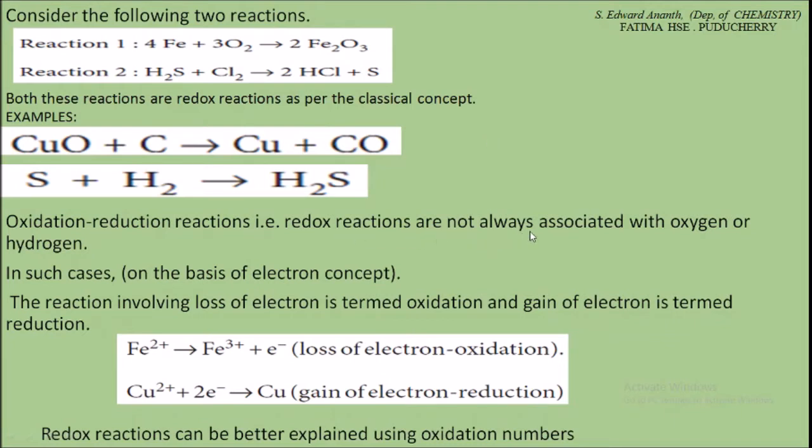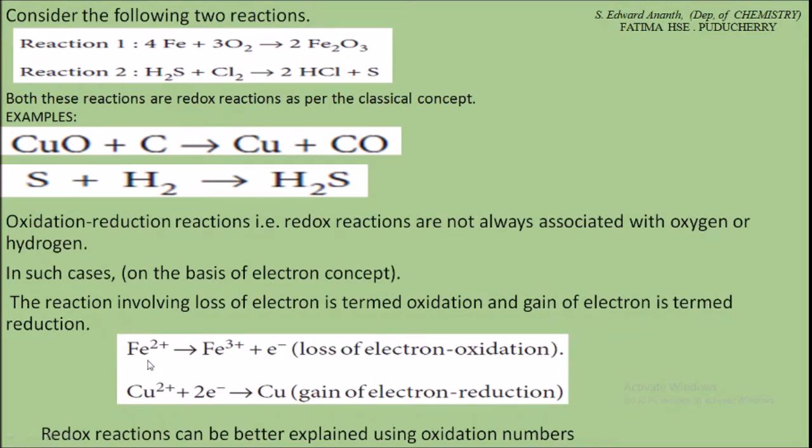Redox reactions are not always associated with hydrogen and oxygen. So in that case, on the basis of electronic concept, it can be defined. Oxidation is defined as loss of electron, whereas reduction is said to be gaining of electron.